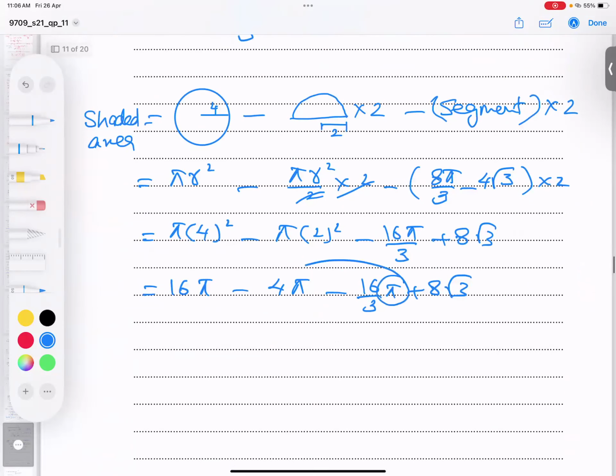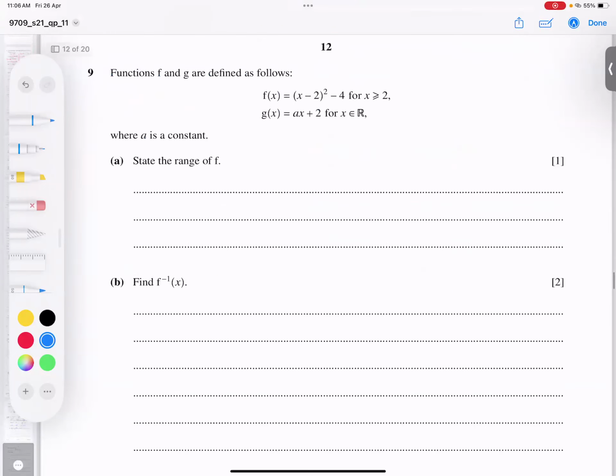Now this pi, same. I just do these numbers in the calculator. So 16 minus 4 minus 16 by 3, I get 20 by 3 pi plus 8 root 3 centimeter square. This is the area. I believe you got the point. Very clear. Next question is number 9.